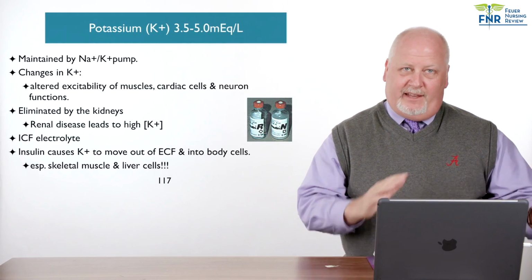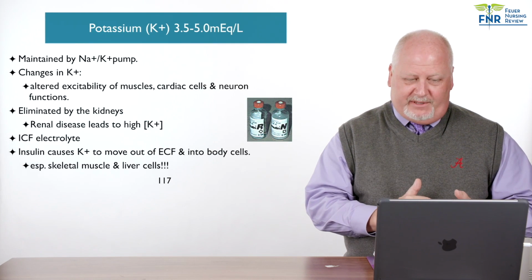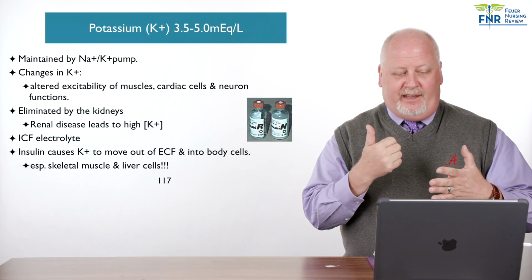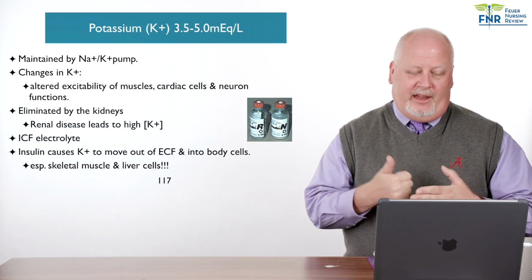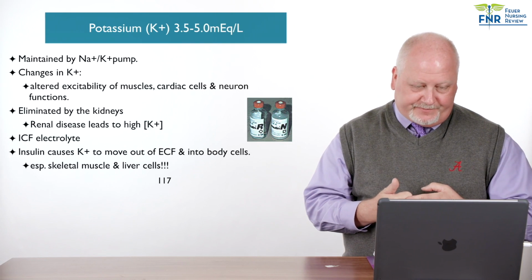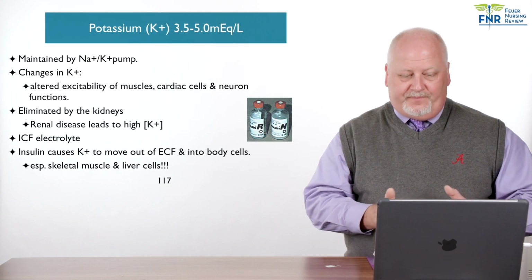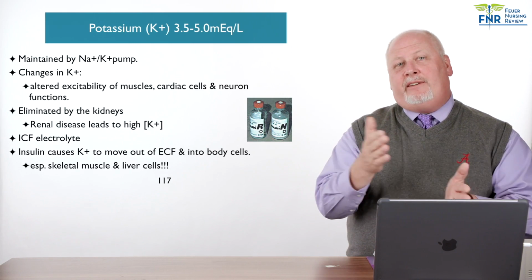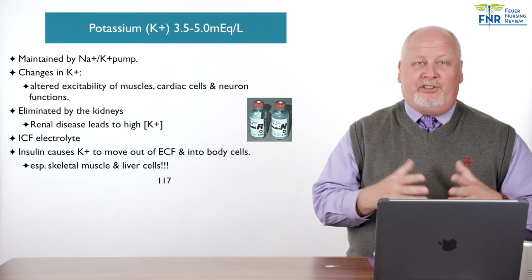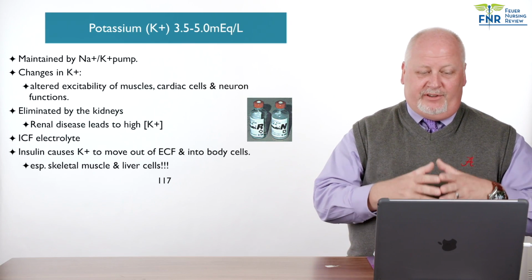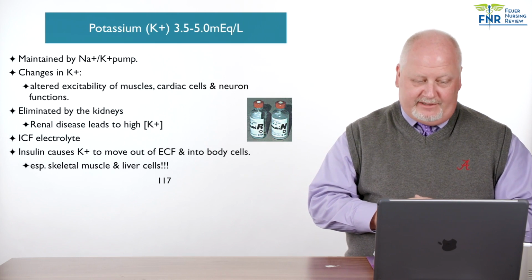The next one is potassium. Potassium is maintained by that sodium-potassium pump. And when we see changes in potassium, we see changes in our muscle activity. I mentioned the cardiac cells and neurological functions as well. Potassium is eliminated by the kidneys. So if the kidneys are not functioning properly, then you may see a retention of potassium. So you're going to see a higher potassium with patients who have renal disease.